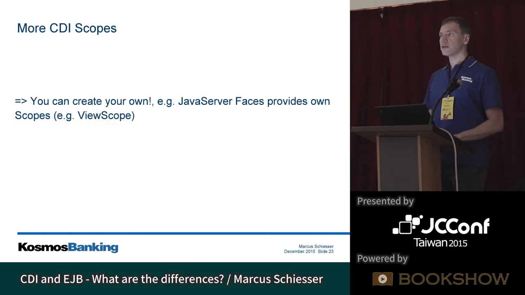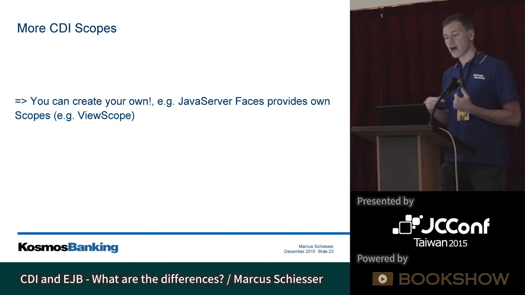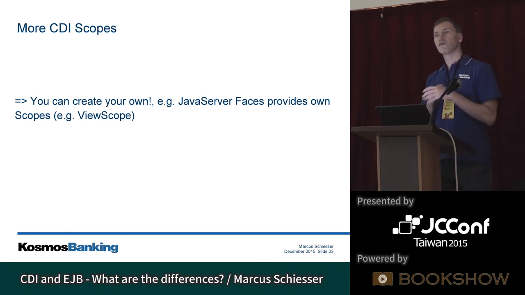So now the good thing is we've seen a couple of scopes. And the good thing is you can even create your own new CDI scopes. If you have a contextual object, you write your context object, and then you can create your own scopes that you can reuse.